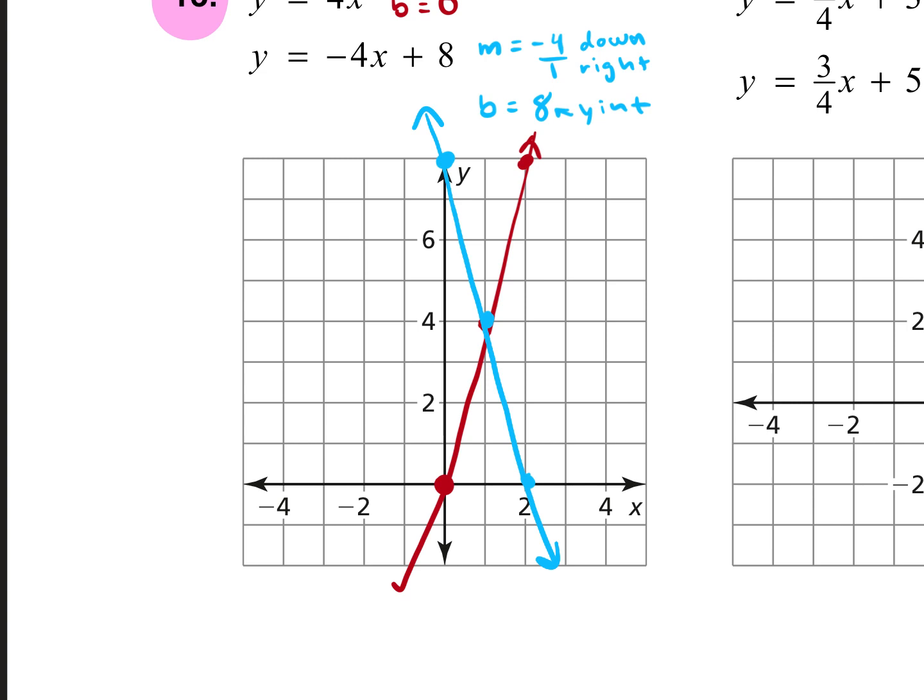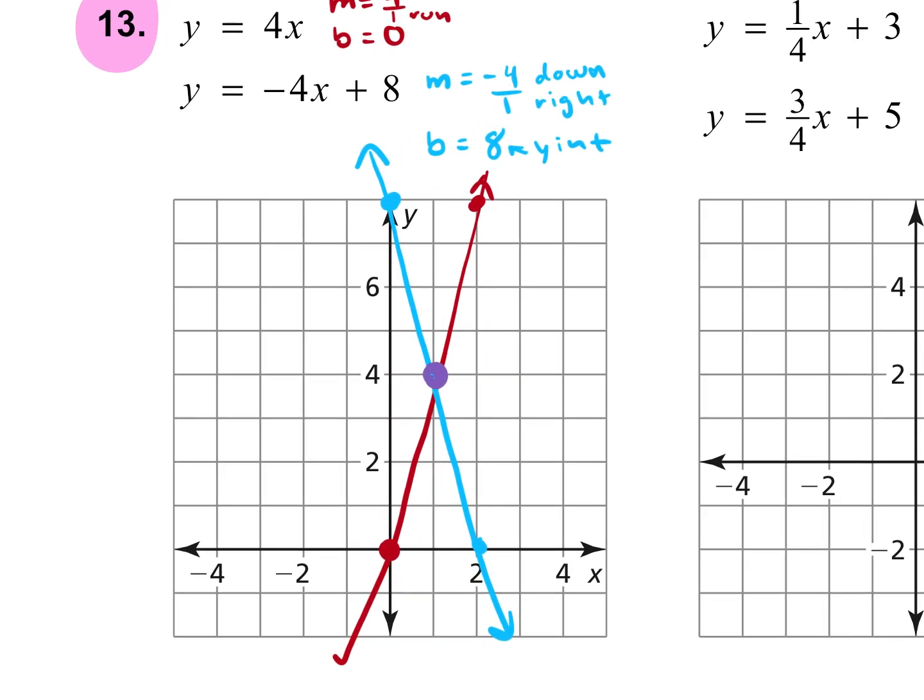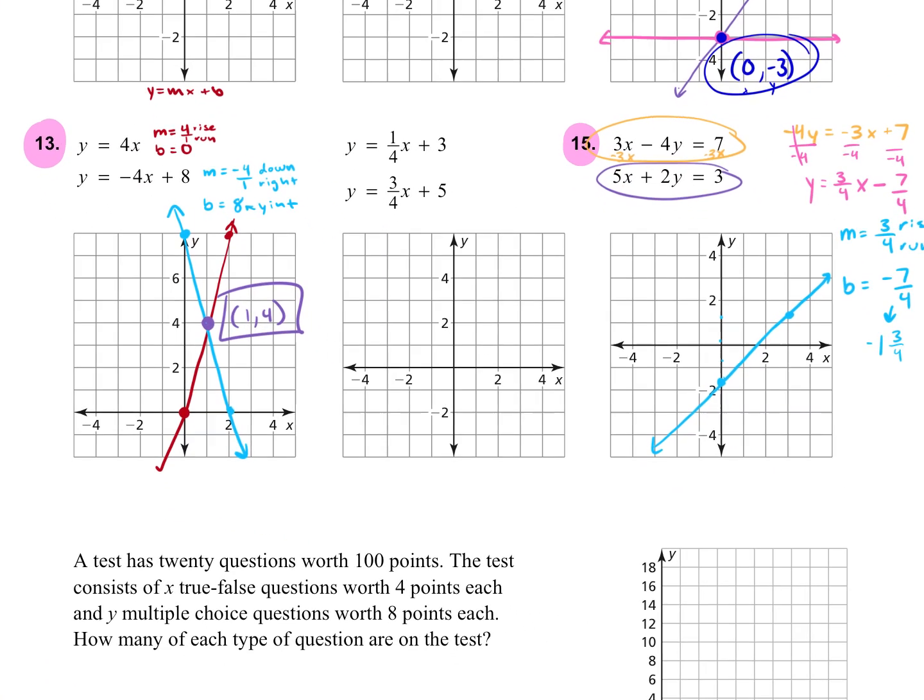Now our solution would be where? The point where both lines intersect. So what point would that be? 1, 4. So 1, 4 would be my answer. All right, let's take a look at 15.